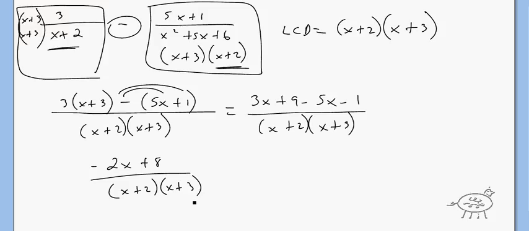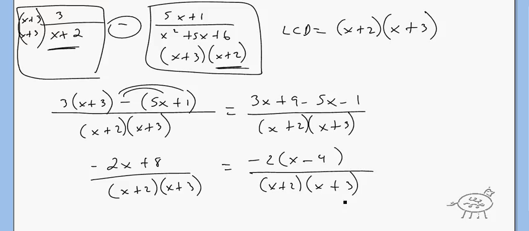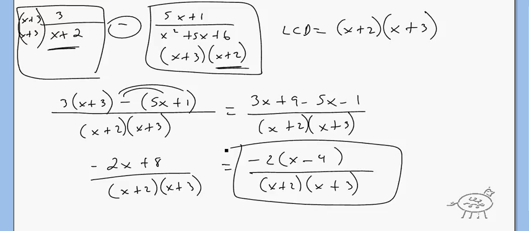Okay, and your last step is to factor. Well, I can factor out negative 2 out of the top. So negative 2, and I have x minus 4 on top, and x plus 2, x plus 3. And that's our answer. I can't cancel anything out, so that's it.